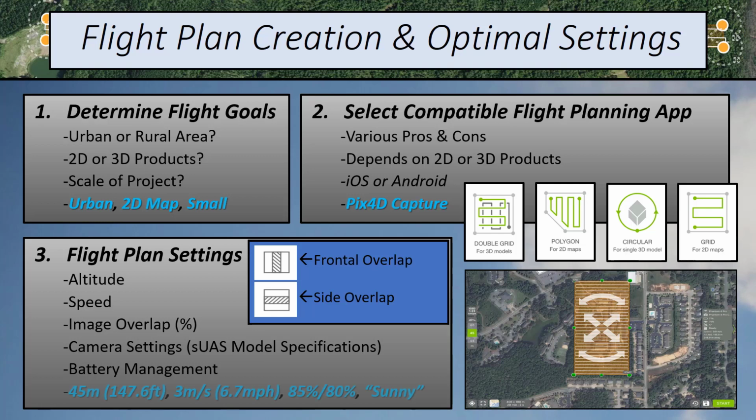in the air. For our example, since we are using a DJI Phantom 4 Pro quadcopter, we elected to use an altitude of 45 meters above the ground, or approximately 147.6 feet above the ground. Our speed setting was 3 meters per second, or approximately 6.7 miles per hour. We utilized a frontal overlap of 85% and a side overlap of 80%, and we utilized the default camera settings for sunny conditions.